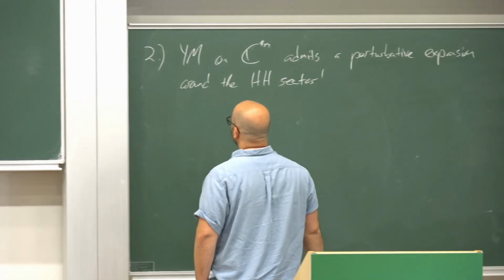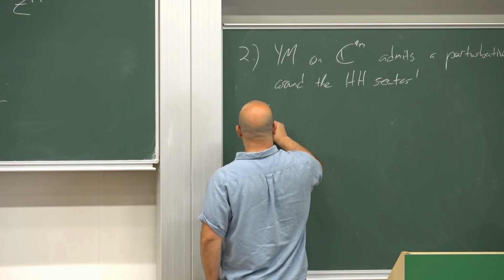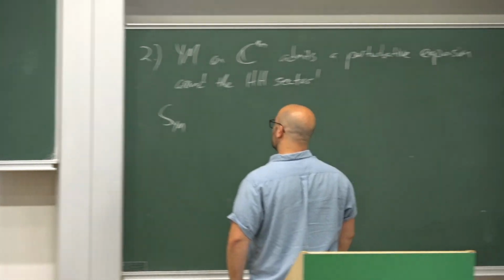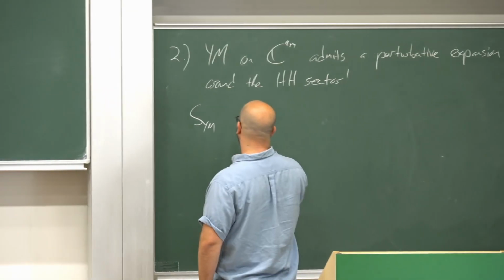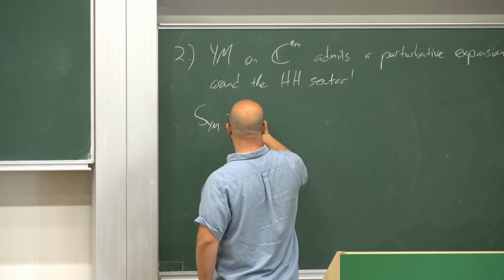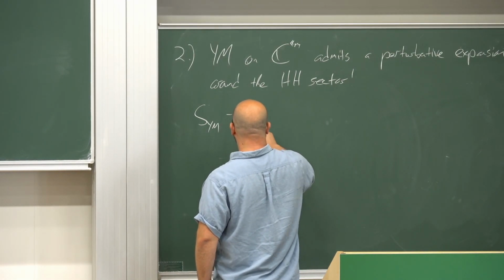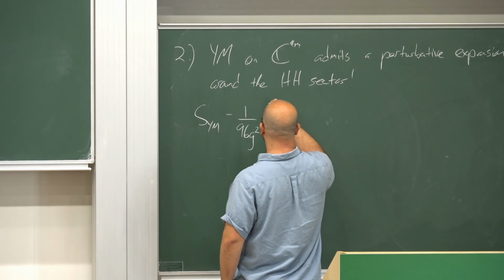So why is this? Well, you can take the Yang-Mills action, and you can subtract from it an appropriate multiple of the following quantity.